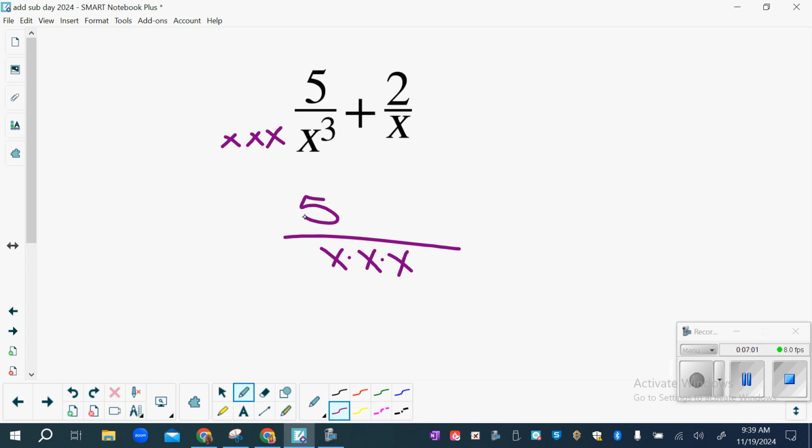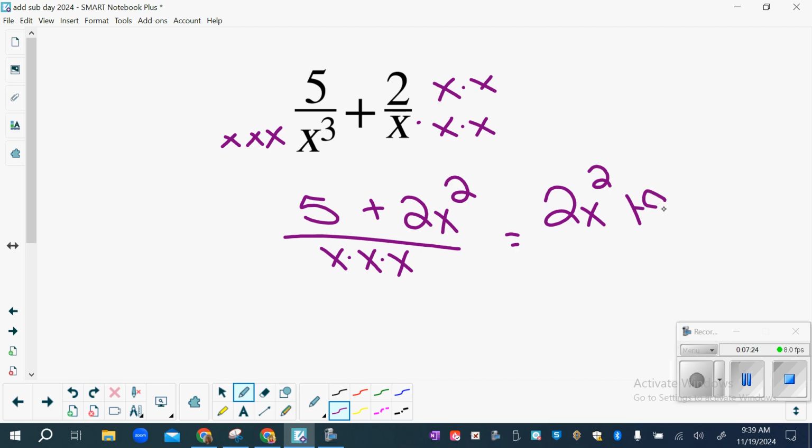What is this guy missing to look like this guy? Be careful. It's not 2x. It's 2 x's or x squared. So he needs another x and another x, another x and another x, plus 2x squared. Guess what? No canceling. Is this a stupid problem?